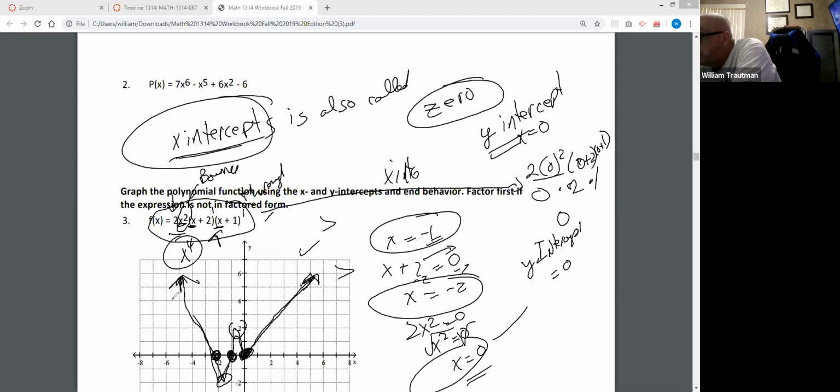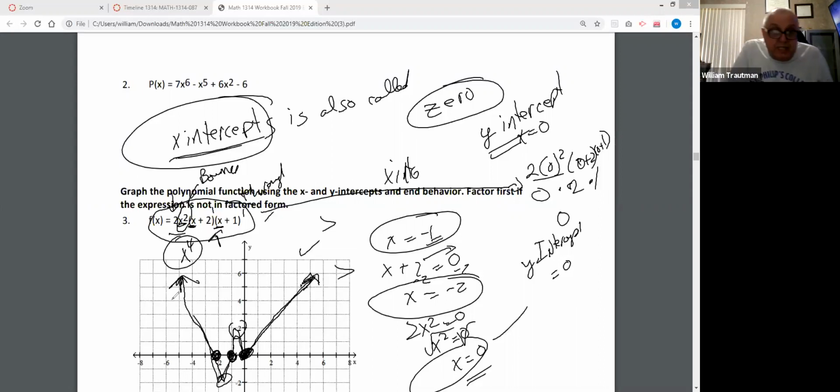Actually, you're not even going to pick the correct graph. You're just going to list it. Does it cross the intercept or touch?